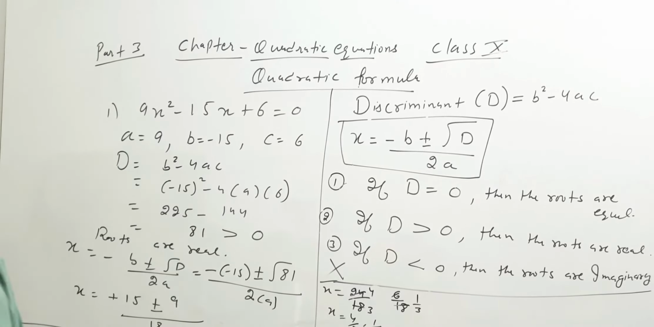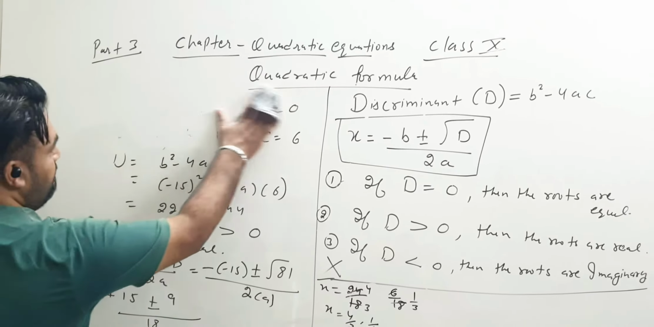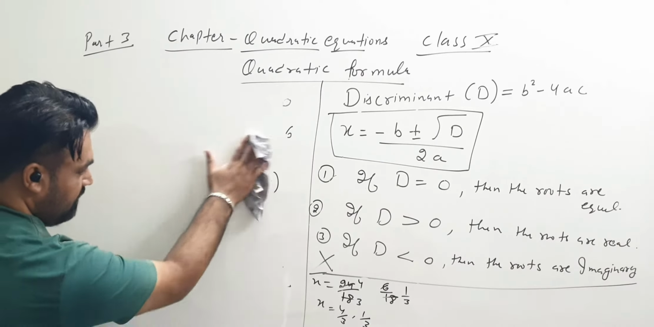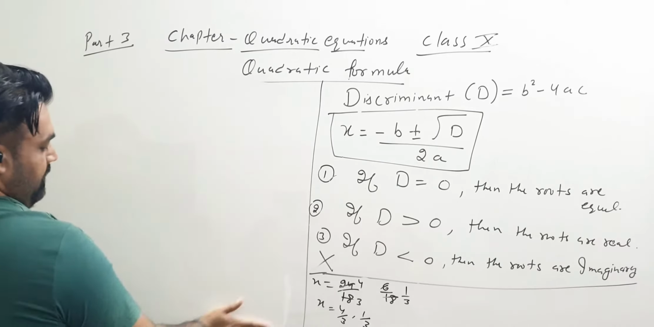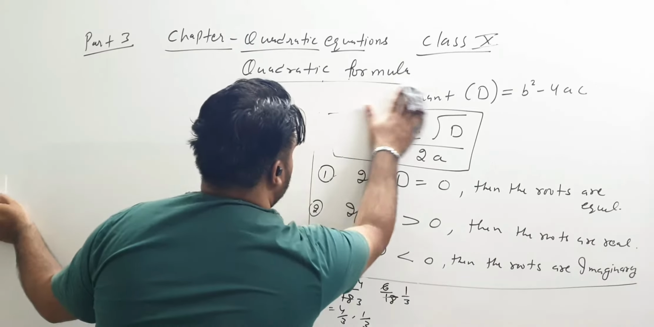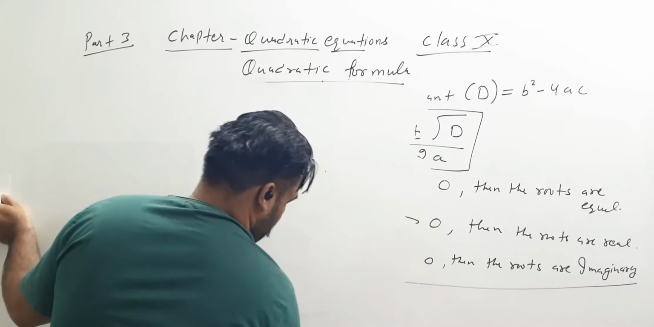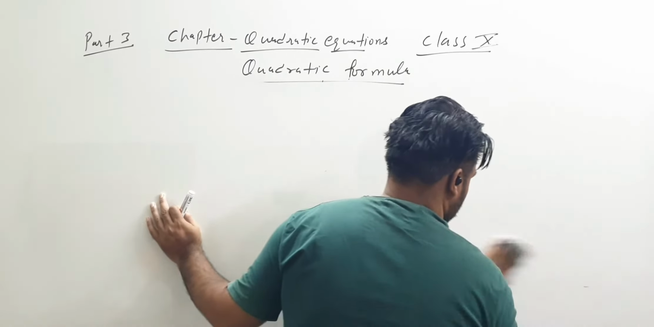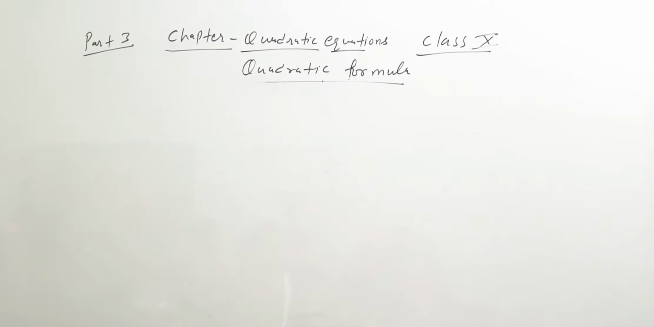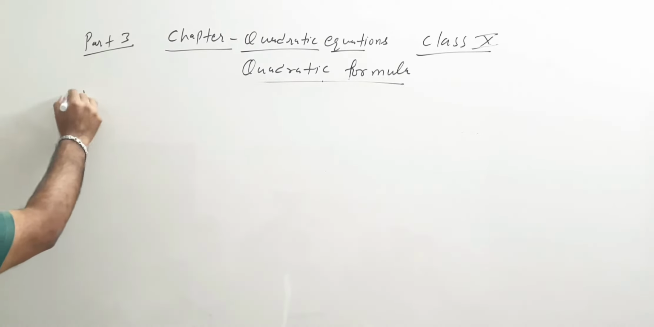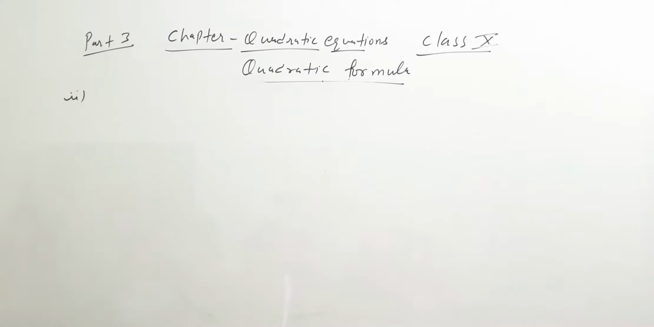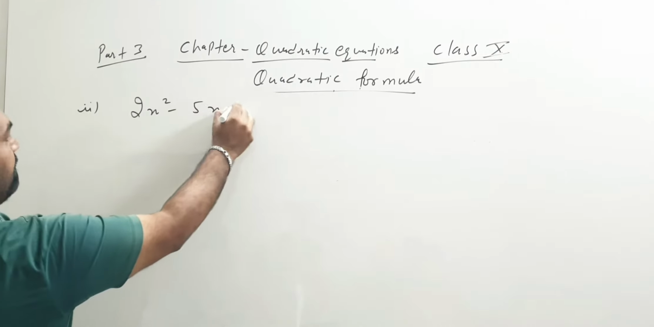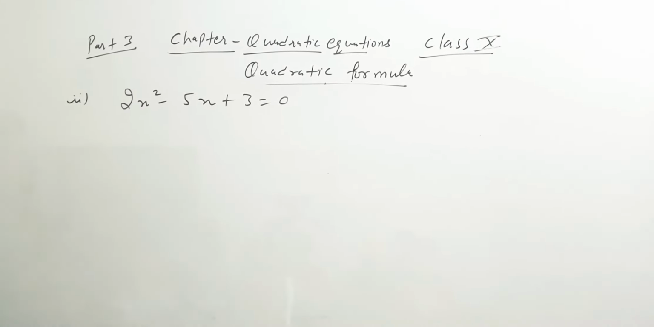So the second question is 2x square minus 5x plus 3 equals to 0.